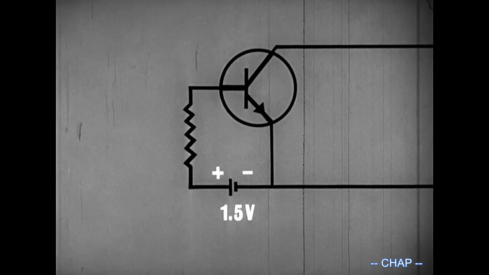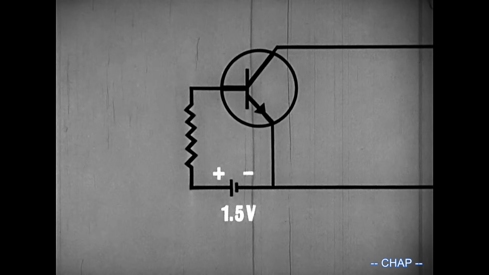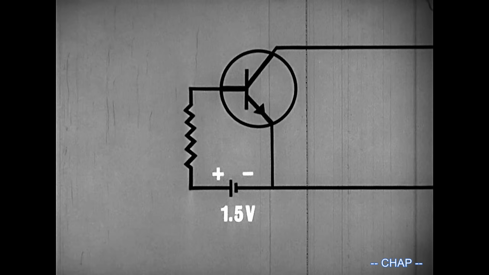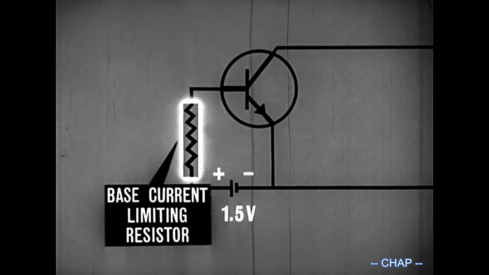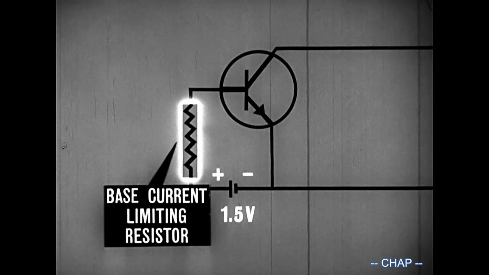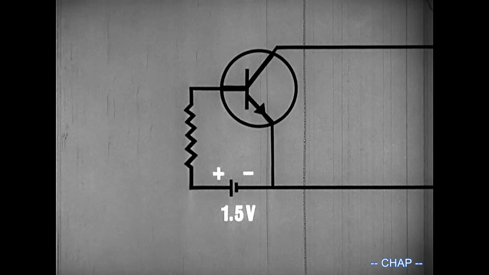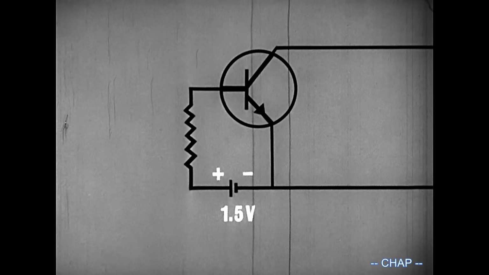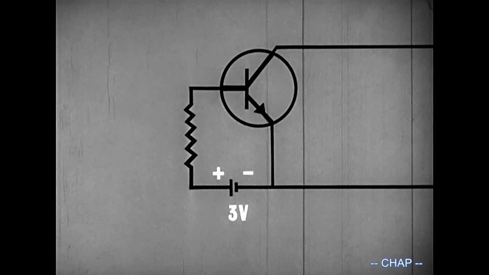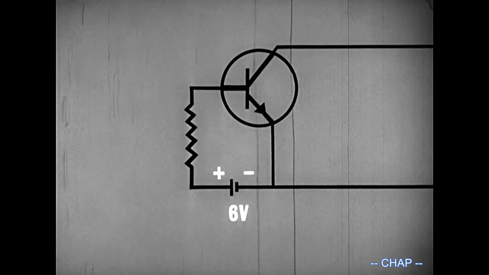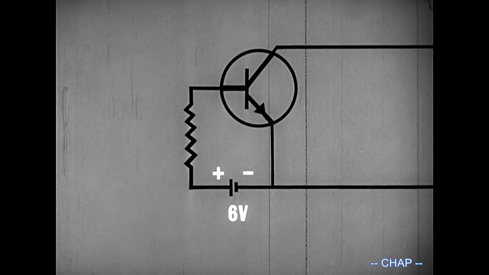In addition to dropping the excess voltage, the resistor we have added also limits the amount of current flow in the base circuit. Therefore, it is generally called a base current limiting resistor. Because the value of this resistor can be changed to drop whatever the excess of voltage happens to be, the source voltage can be more than the 1.5 volts we've used so far.